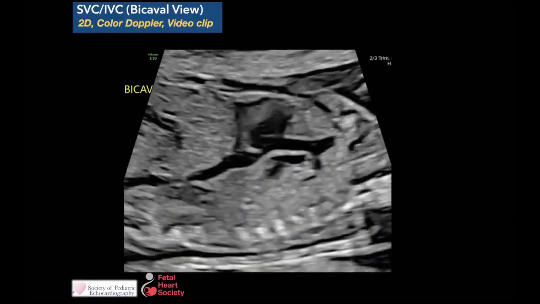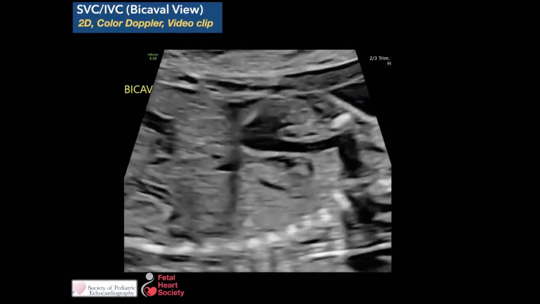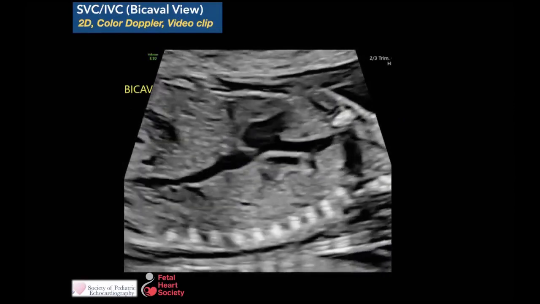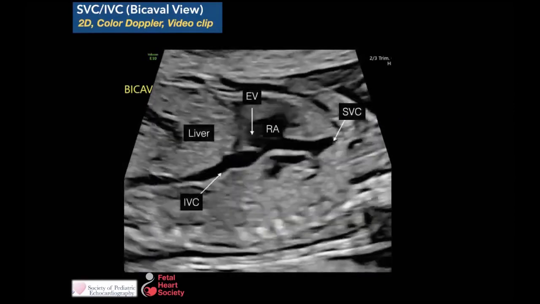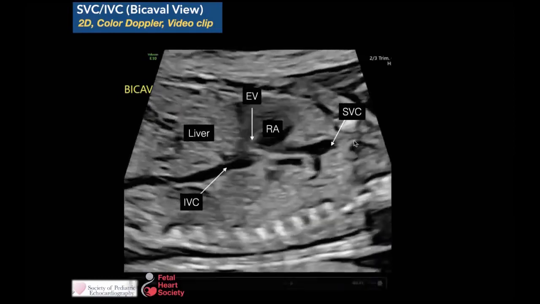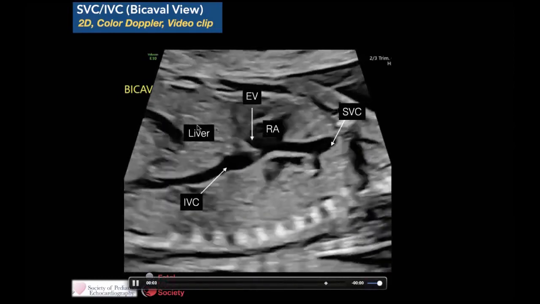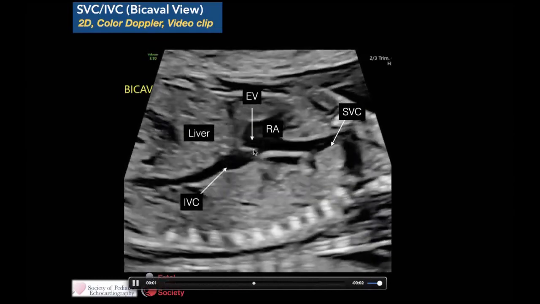When assessing the SVC and IVC, we assess this with 2D, and also color Doppler, and also a motion video clip. Here you can see the corresponding structures. Here we have the SVC, the right atrium, the IVC. This is the liver, the fetal liver. And you can also see the Eustachian valve in this view.